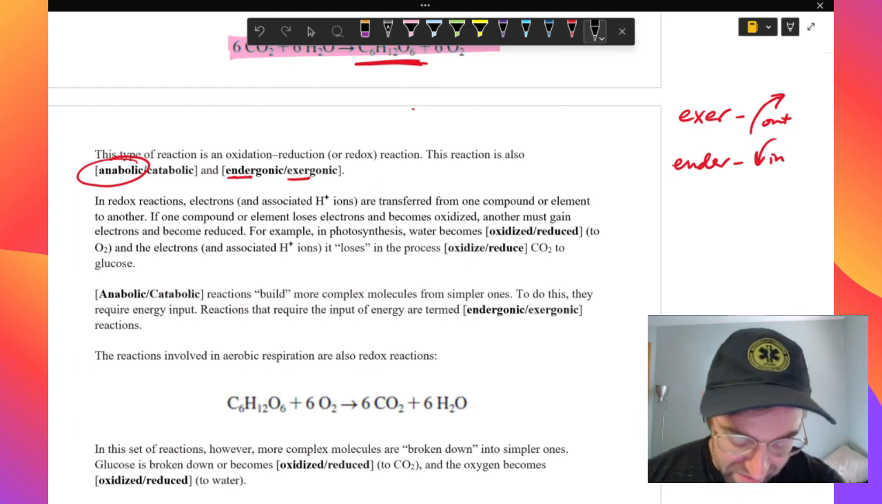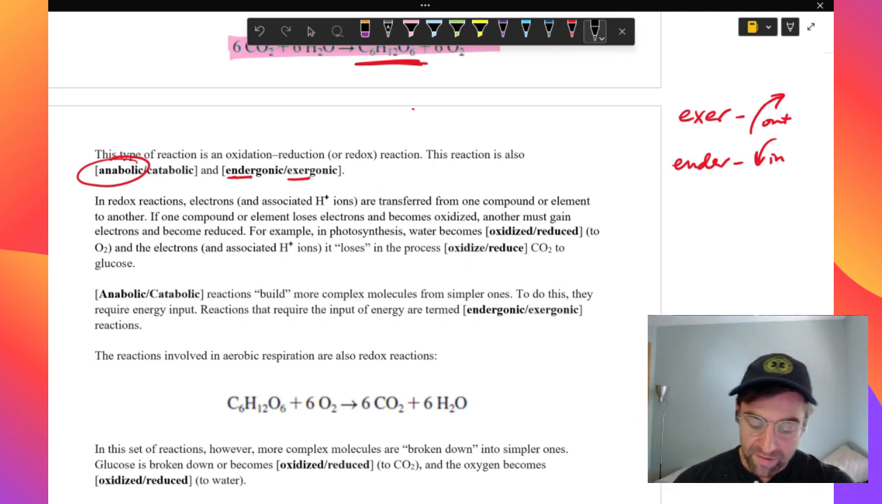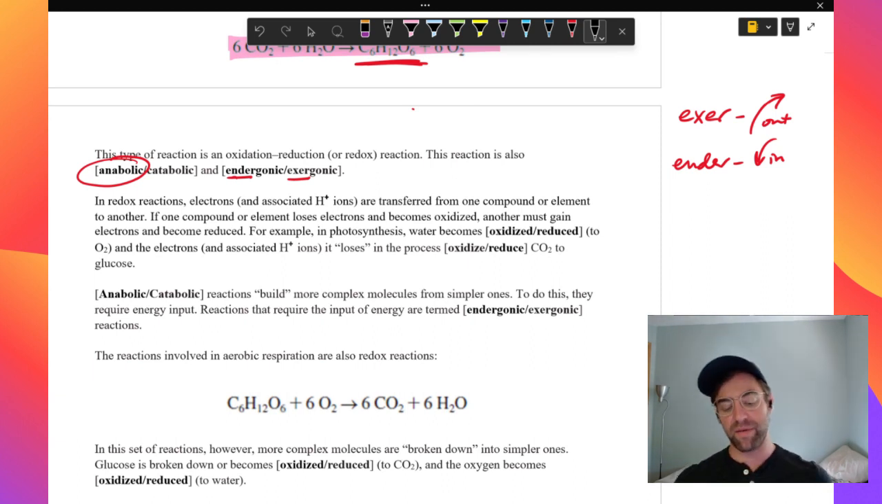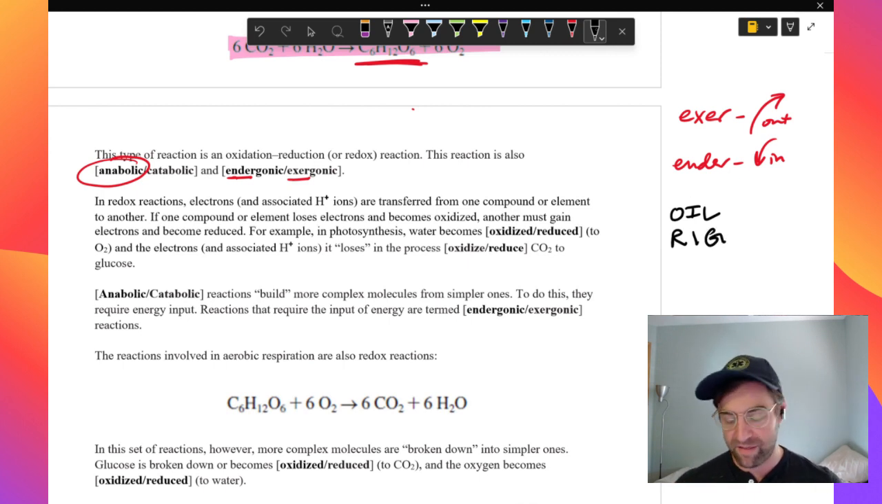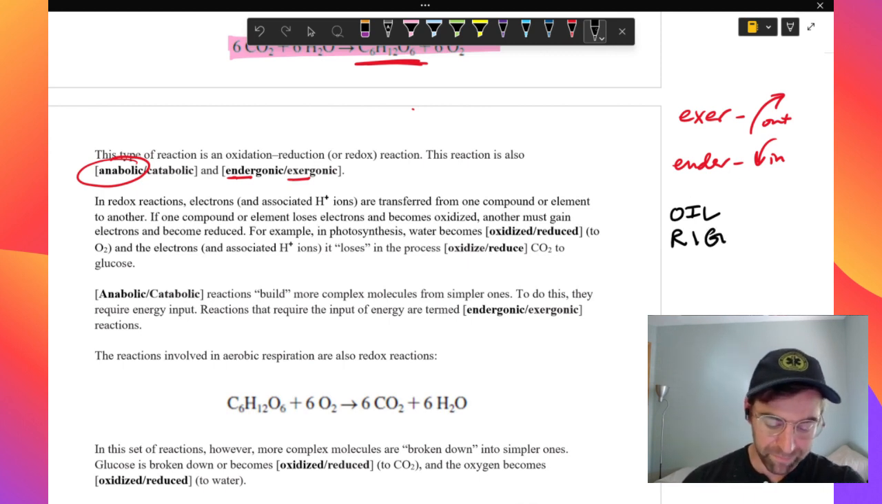So in redox reactions, electrons and the associated H+, these are protons, hydrogen ions, are transferred from one compound or element to another. If one compound or element loses electrons and becomes oxidized, another must gain electrons and become reduced. So reduction is gain. It sounds backwards, but it'll make sense later, I promise. Oxidation is loss, reduction is gain. Handy little mnemonic here if you need help remembering it.